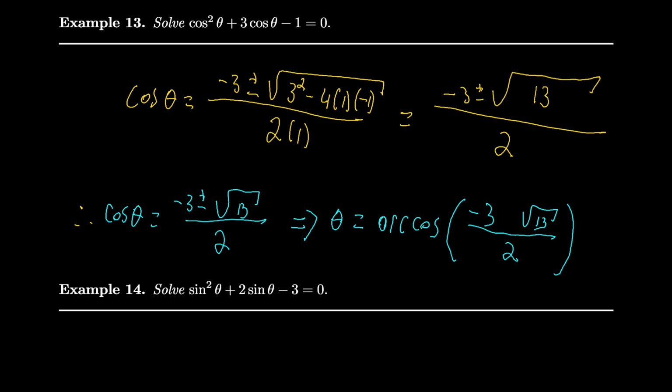So like I said, the one that we're going to end up keeping is the plus. If you do the plus version, it's 0.3 something. If you do the minus version, it's negative 3 point something, and you cannot plug a number greater than 1 or less than negative 1 into an arc cosine function. So you cannot take the minus version. So your theta is going to be the arc cosine of negative 3 plus root 13 over 2.